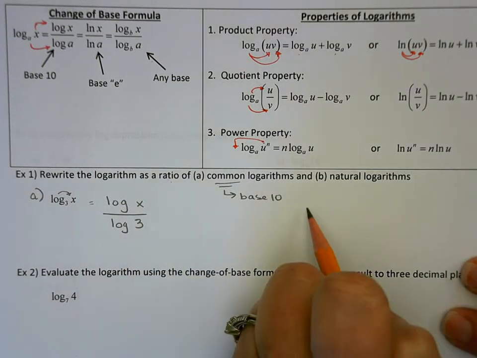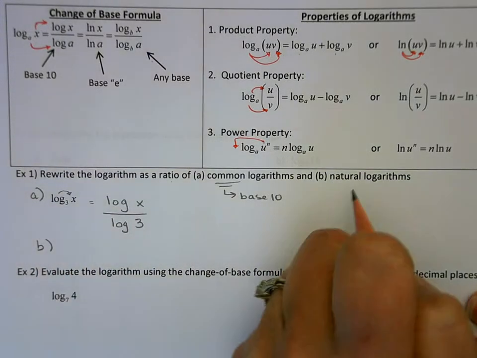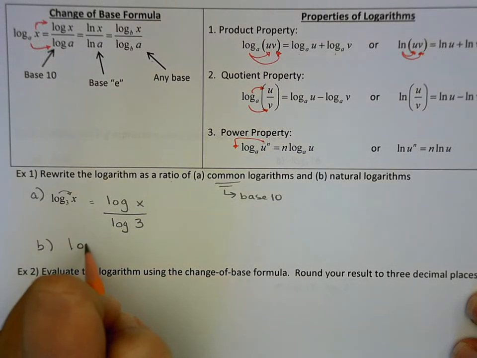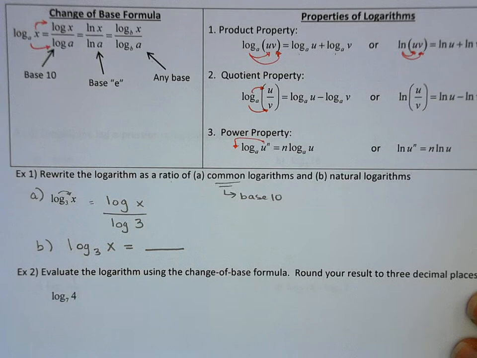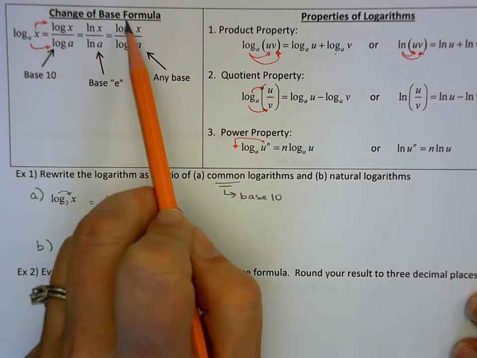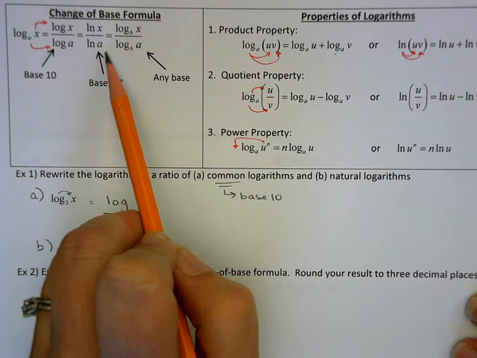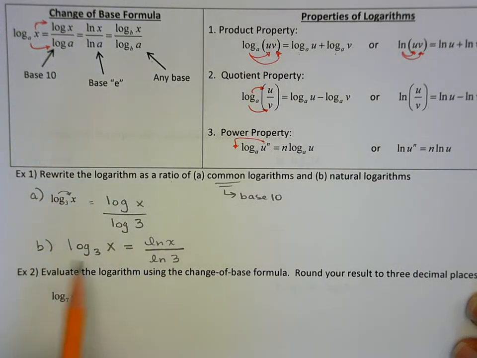And then for B, they want it as a natural log, so we're going to do the same thing. I'm going to take the same problem, log base 3 of x, and write it as a ratio. Again, a ratio is just a fraction. But instead of doing the common log, we're going to do the natural log, so base e. It'll be the natural log of x divided by the natural log of 3. So remember, my base, my subscript, becomes my bottom.